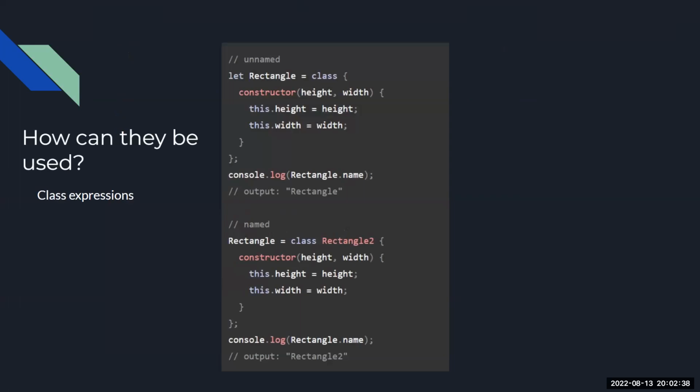And how can they be used? So class expressions are another way to define a class. These can be named or unnamed. The name given to a named class expression is usually local to the class's body. However, it can be accessed via the name property as well. We see here.